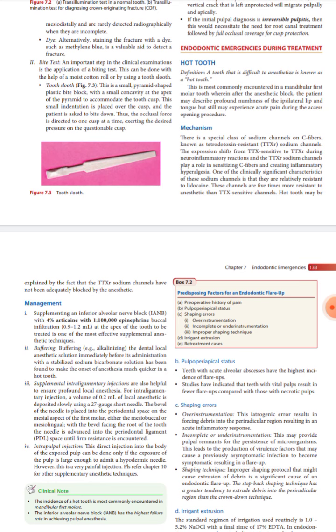This is most commonly encountered in a mandibular first molar tooth wherein after the anesthetic block the patient may describe profound numbness of the ipsilateral lip and tongue but still may experience acute pain during the access opening procedure. Mechanism: there is a special class of sodium channel and C fibers known as tetrodotoxin resistant sodium channel. Expression shifts from TTX sensitive to TTX resistant during neuroinflammatory reactions, and TTX resistant sodium channels play a role in sensitizing C fibers.